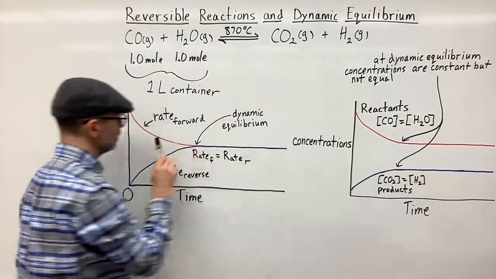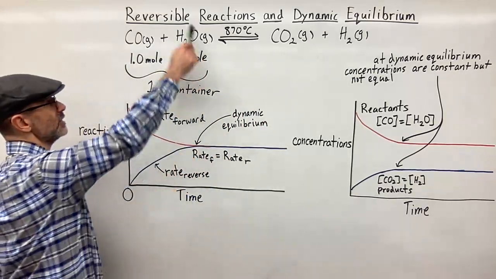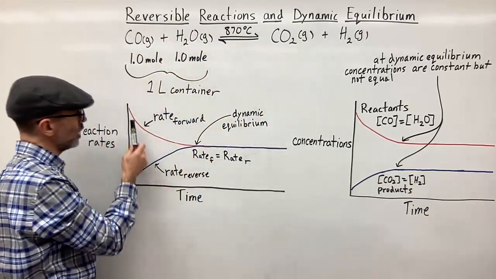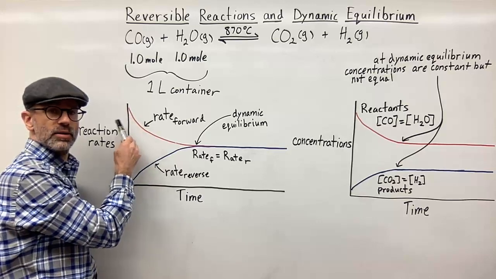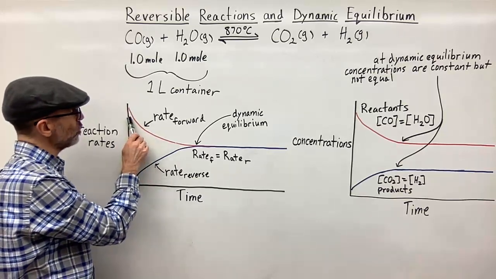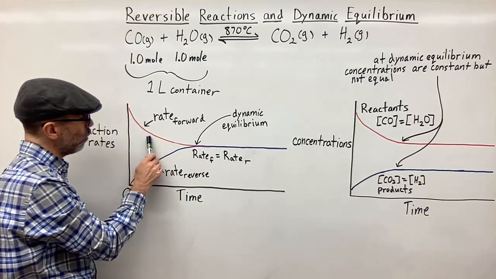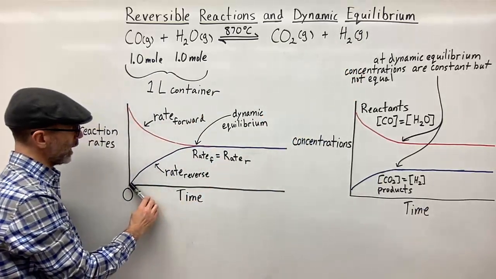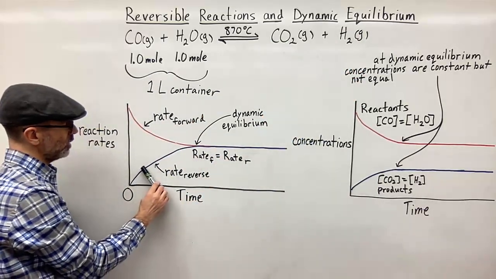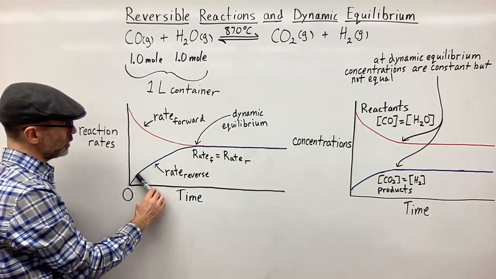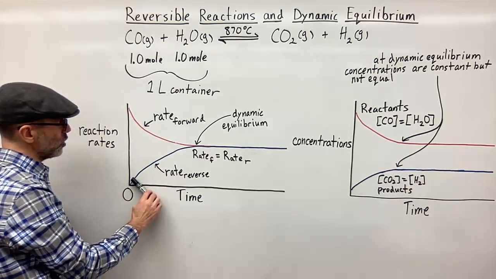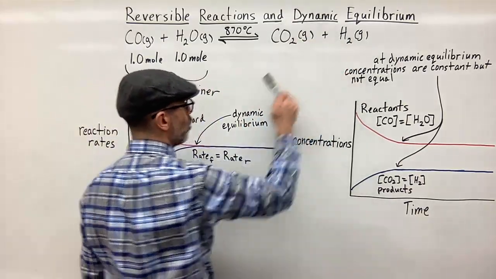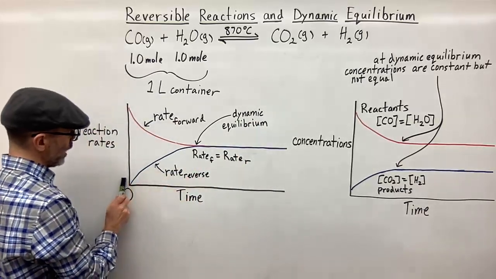So we form product. What happens to the rate as the concentration of the reactants decreases, going this way? The rate is going to decrease over time. But as we form more products, we can see the rate of the reverse reaction start to increase from 0. So as more product is being formed, the rate is increasing.